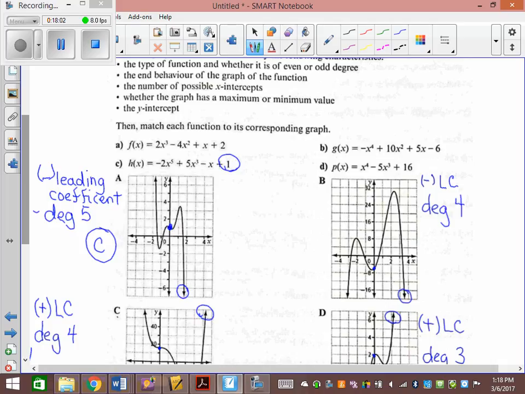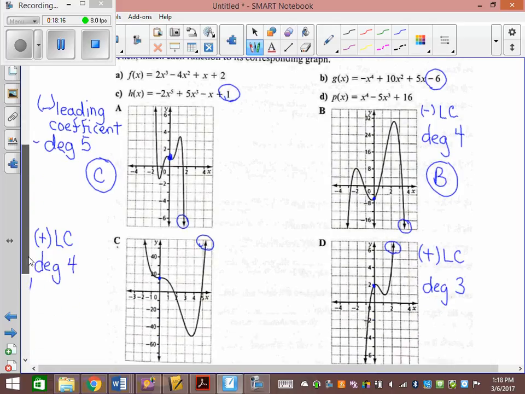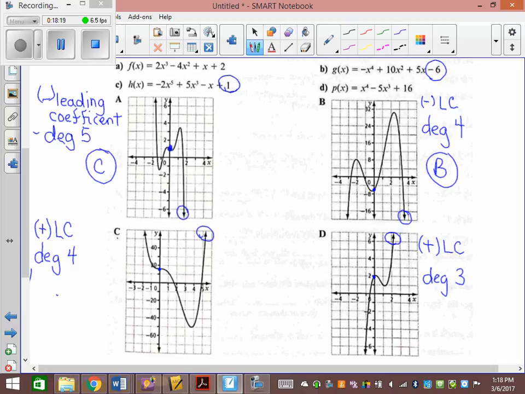This one's down. It's degree 4, so it's going to be a negative leading coefficient. So it's going to be this one. We have to have a -6. Does it look like it's a -6 y-intercept? Yeah. So this is B. This one's degree 4 and positive, which is D, and it has a positive 16. Oh, this is a 20, not a 10, sorry. Positive 16, that looks like it could be. So that's D. And then this one has a y-intercept of 2, which is good, so that's A. Okay?